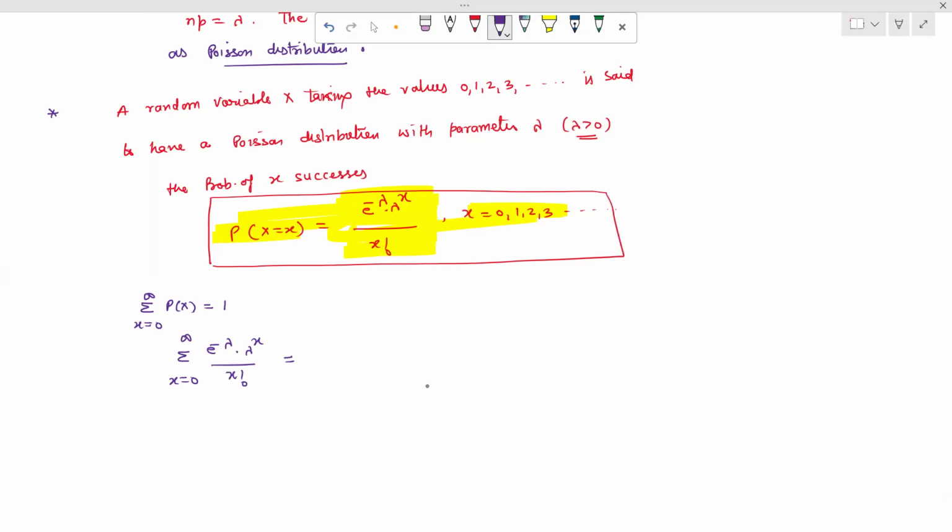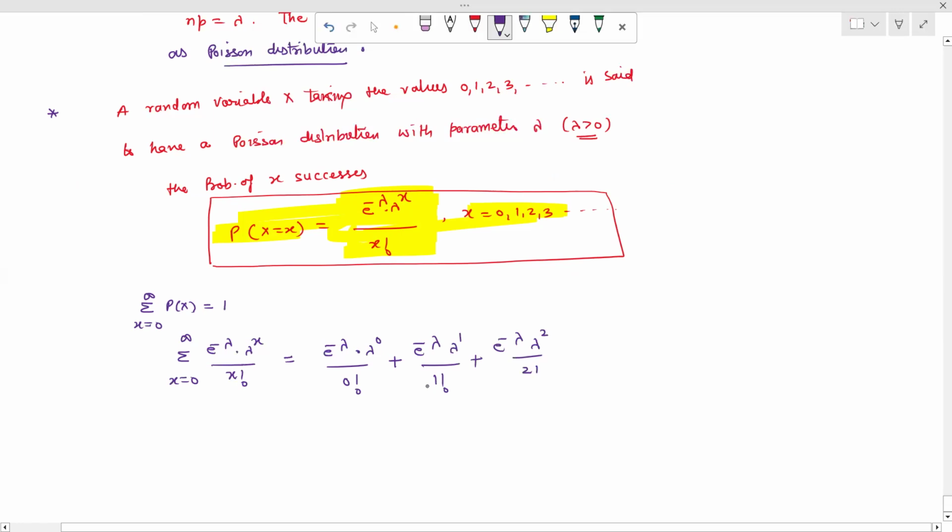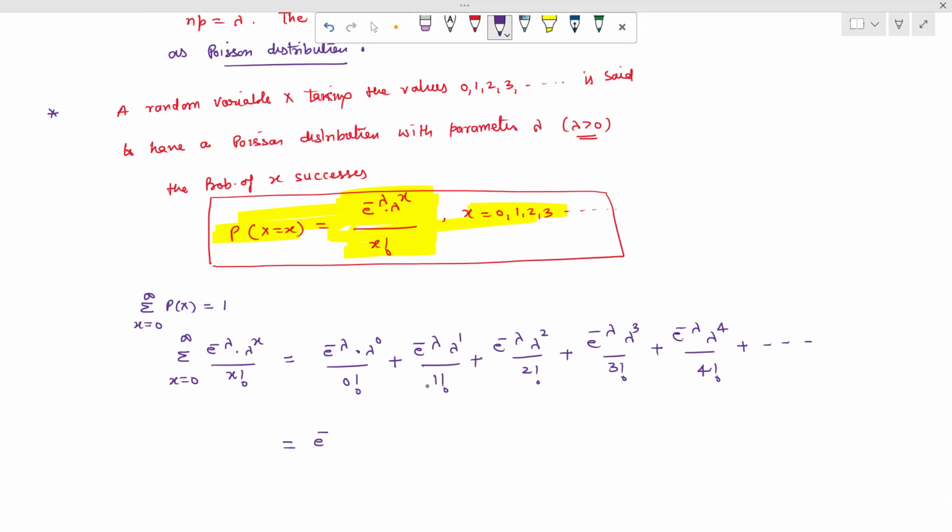When we open the summation and put x equal to 0, this gives e raised to the power minus lambda into lambda raised to the power 0 upon 0 factorial, plus e raised to the power minus lambda, lambda raised to the power 1 upon 1 factorial, plus the same with lambda squared upon 2 factorial, lambda cubed upon 3 factorial, lambda raised to the power 4 upon 4 factorial, and so on. Now we can take e raised to the power minus lambda as common.